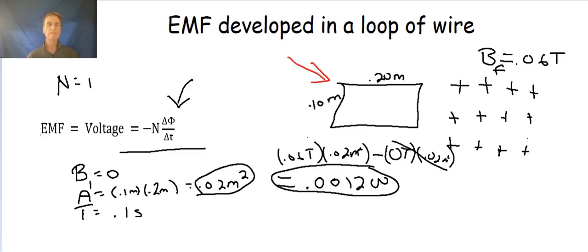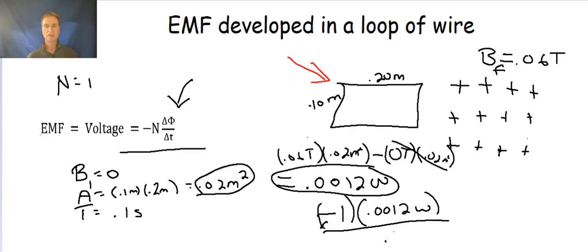That's delta phi. Okay, so if I want to find the voltage that gets induced in this one wire loop, what I have is the negative of the number of wire loops, so it's going to be -1 times 0.0012 Webers divided by 0.1 seconds. And what that turns out to be is simply -0.012 volts.